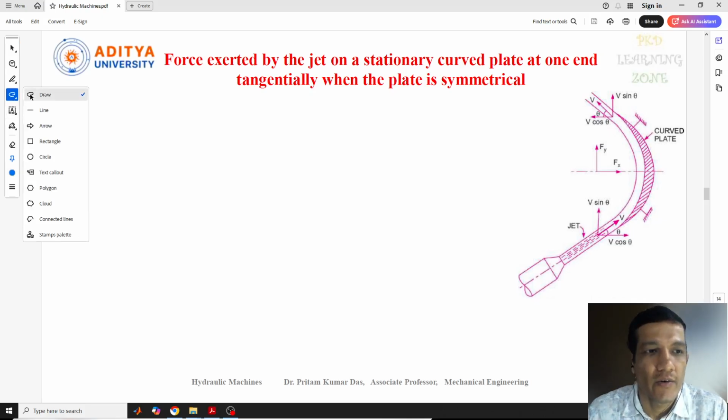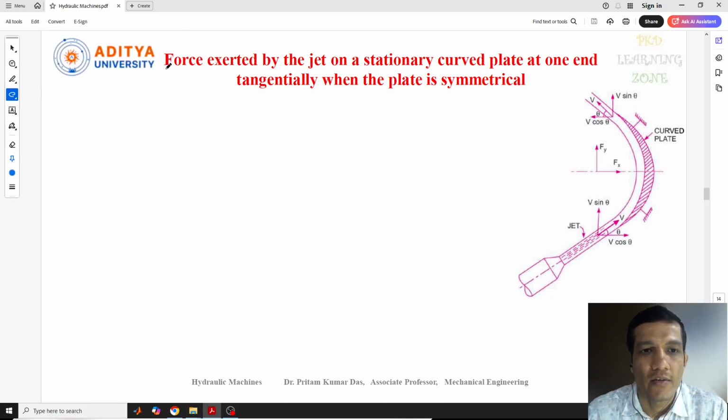In this lecture, we will derive another equation: the force exerted by the jet on a stationary curved plate at one end tangentially, when the plate is symmetrical. So this is the condition of the plate and the condition of the jet when it is going to strike a curved plate. The plate is curved.